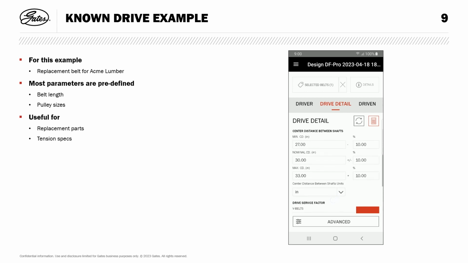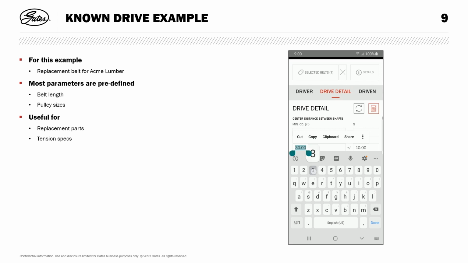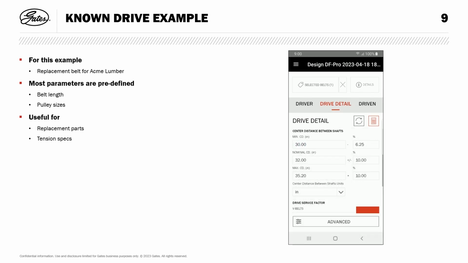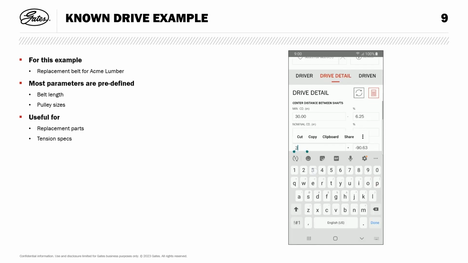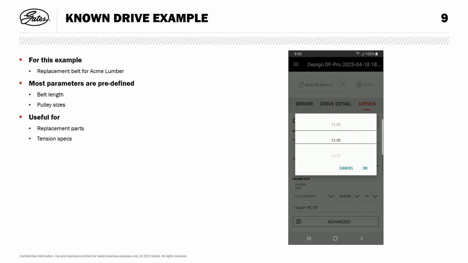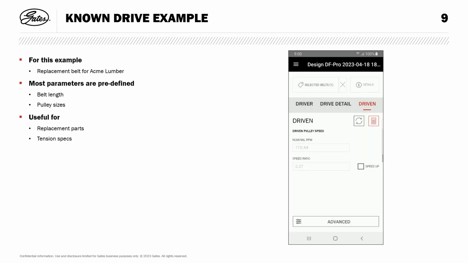I'll move on to drive detail, where I'll enter my center distance, as well as my tolerance of plus or minus 2 inches, and I'll swipe over to the driven inputs and enter the 16-inch pulley currently installed, and you'll see the speed has already updated.